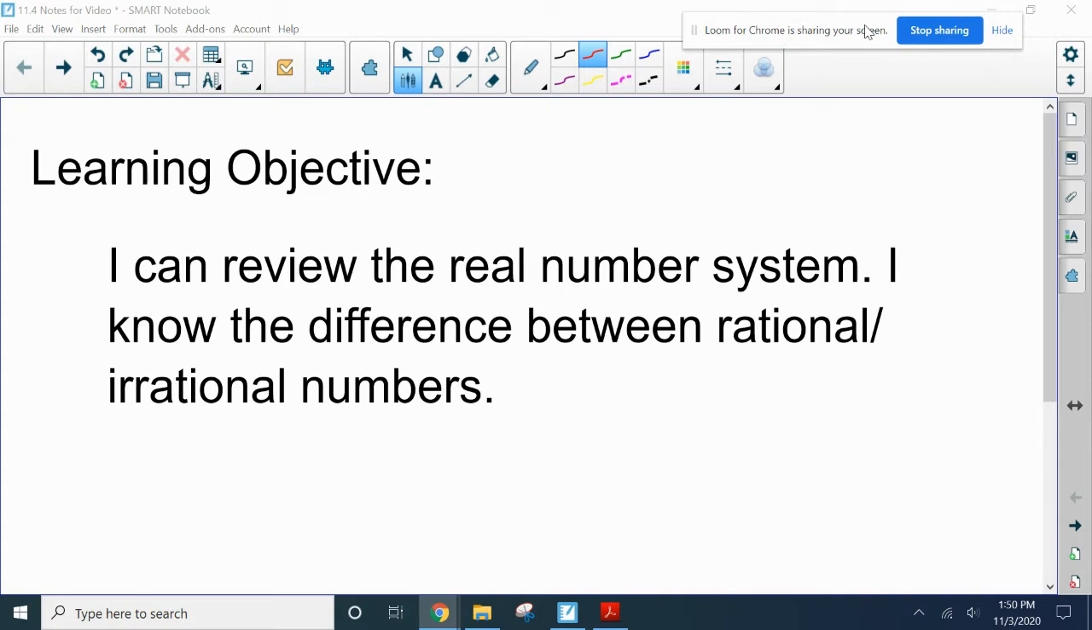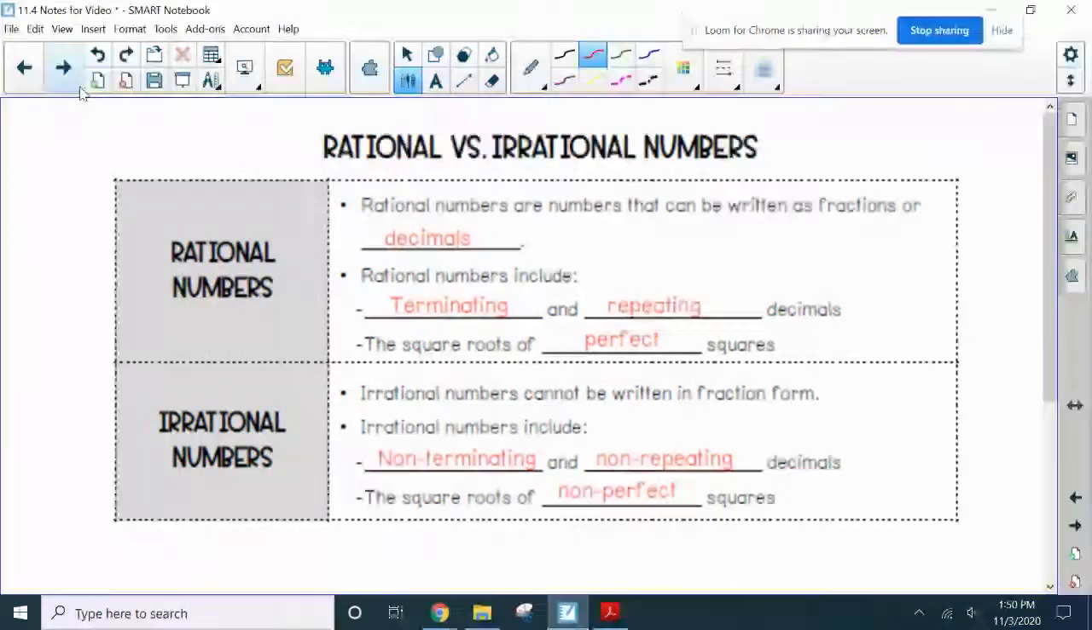So today we're going to talk about the real number system and the difference between rational and irrational numbers, because that was one of the things that we had a lot of issues with. We were mixing up our rational and our irrational numbers.